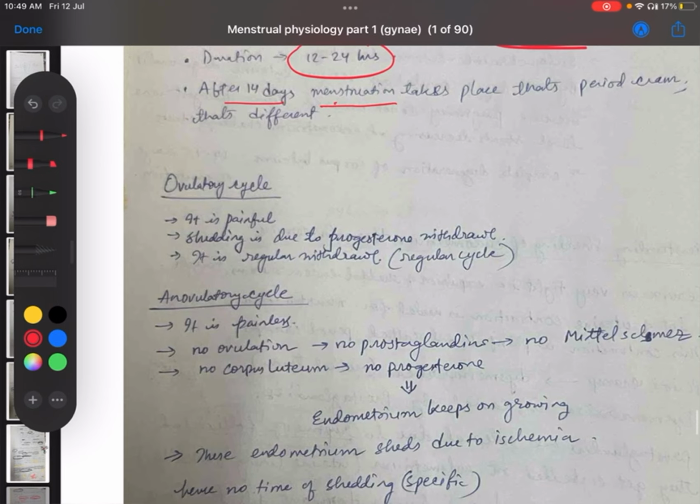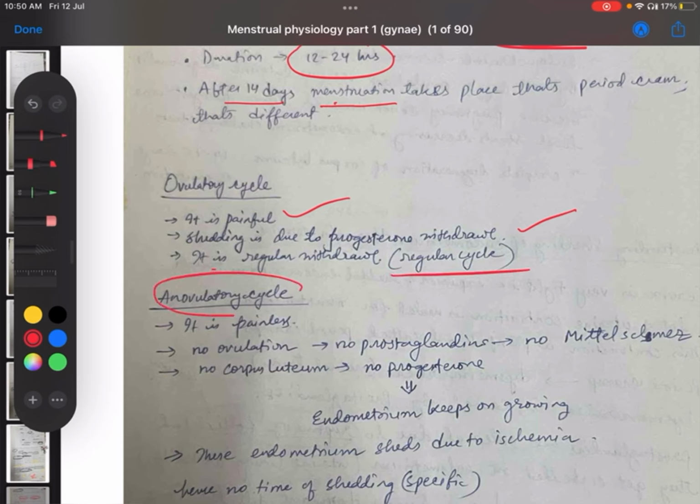Now, the ovulatory cycle. It is painful. Shedding is due to the progesterone withdrawal as usual because the person is not getting pregnant. So the corpus luteum degenerates. The yellow body degenerates. As a result, no more supply of progesterone, and hence shedding of the endometrium takes place. It goes on a regular cycle.